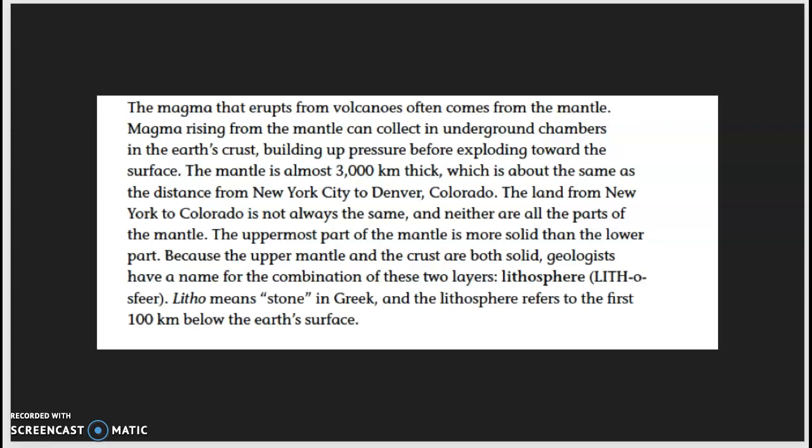The uppermost part of the mantle is more solid than the lower part. Because the upper mantle and the crust are both solid, geologists have a name for the combination of these 2 layers, the lithosphere. Litho means stone in Greek, and the lithosphere refers to the first 100 kilometers below the Earth's surface.